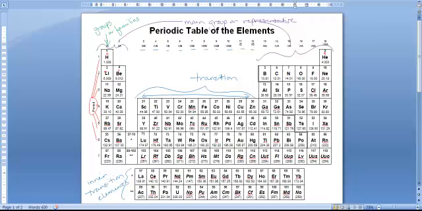Within the periodic table, there is, what color do I want to make this? I'll do orange. There is this stair-step line here. And the stair-step line is used as a way to kind of divvy up the periodic table into two halves. Okay, one half over here is where the metals are. The other half over here is where the nonmetals are. Okay, and metals versus nonmetals, that is based on pretty much the properties that they have.